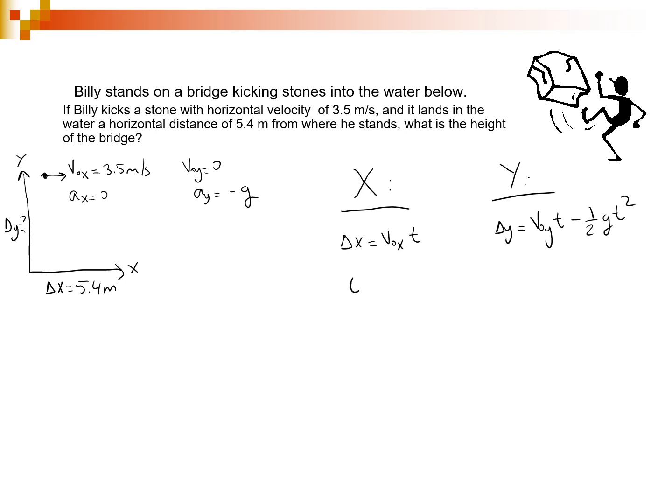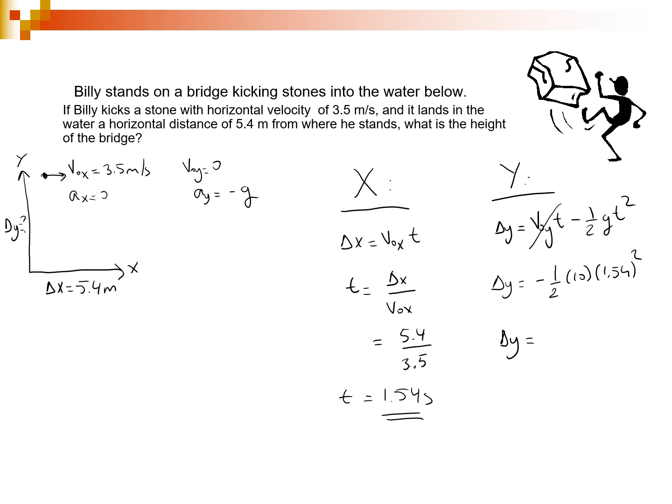Okay, so rearranging for time equal to delta X over V original X. So we have 5.4 divided by 3.5. And consulting a calculator, the time seems to be 1.54 seconds. All right, now let's use this time for the vertical part of the motion. So we know that there is no vertical original velocity. So delta y is equal to negative 1/2, 10 for simplicity, and 1.54 squared. So delta y, checking in the calculator, seems to be negative 11.86 meters.